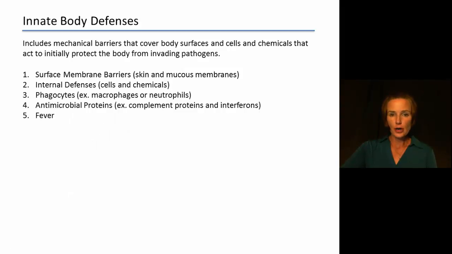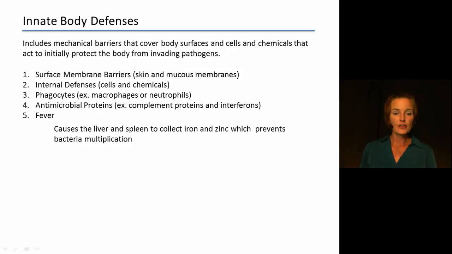Fever is another part of the innate body defenses. Fever basically causes the liver and the spleen to collect iron and zinc, and as they collect iron and zinc, that's going to prevent bacterial multiplication. So by raising the temperature just a little bit, we limit the growth and reproduction of the bacterial cells.